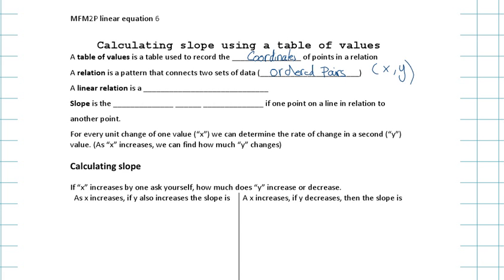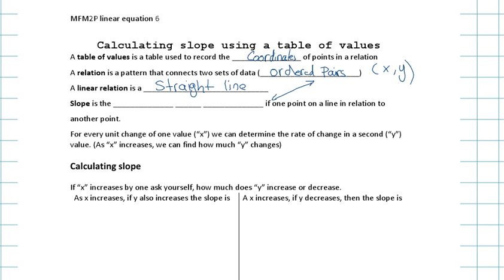Now, when I say a linear relation, you think of what shape? Straight line, right? So a linear relation is a straight line. Remember we said yesterday that it's a continuous straight line. It will keep going unless they give you a restriction to stop. Okay?